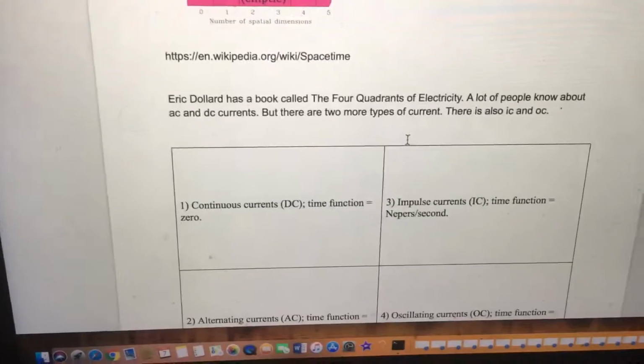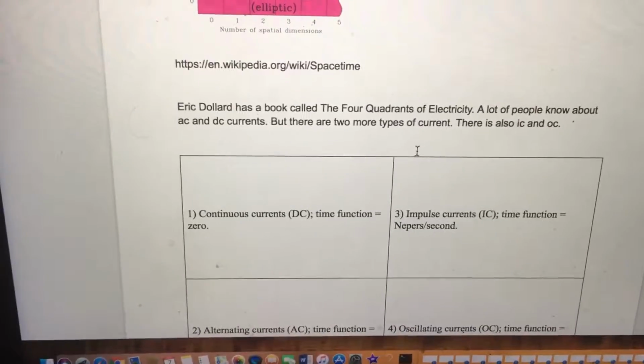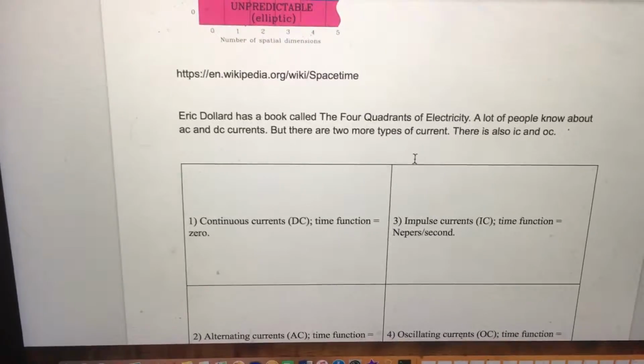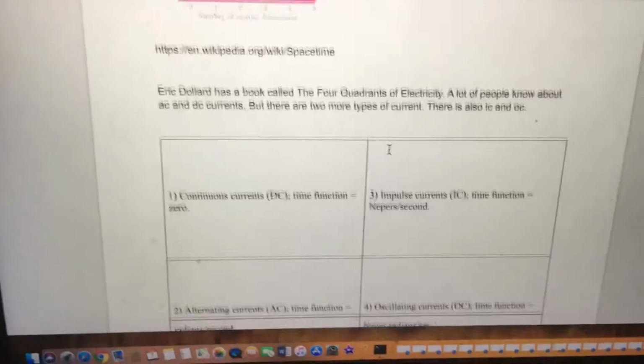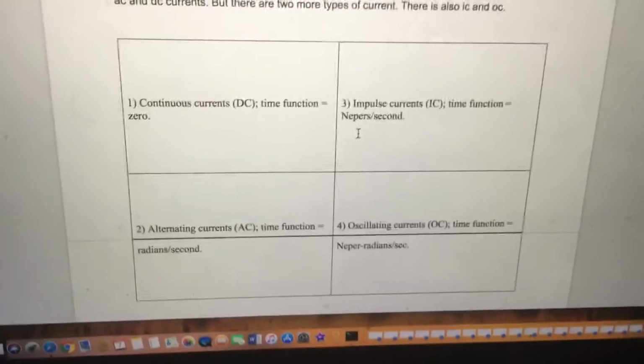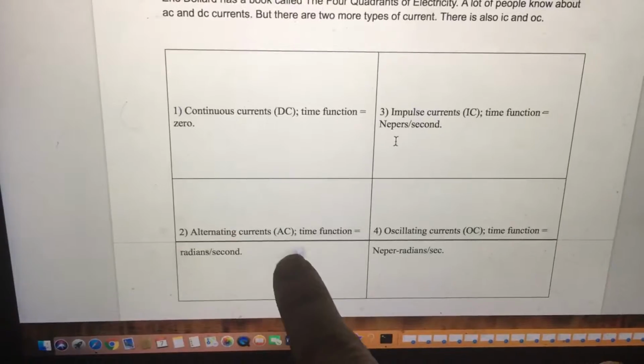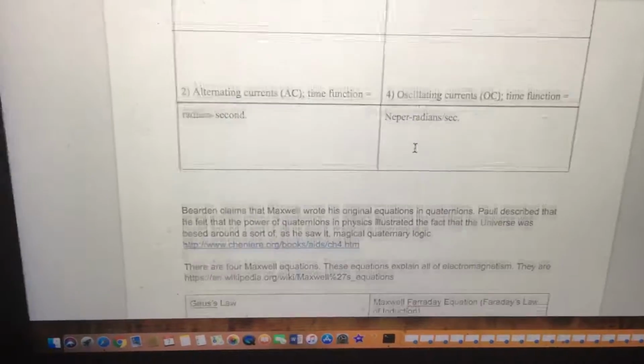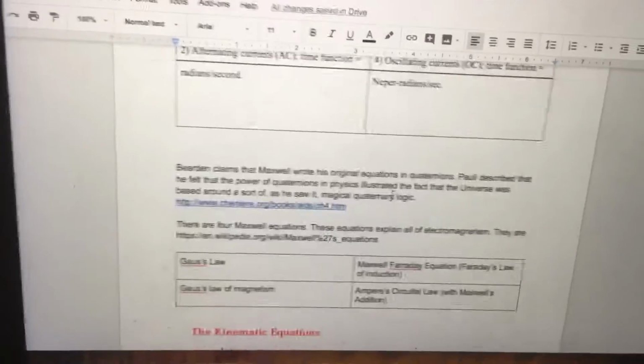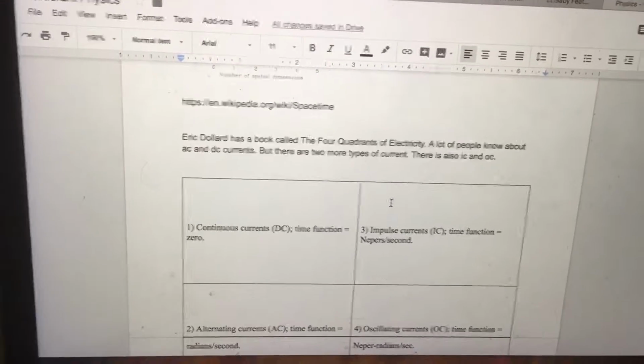Eric Dollard has a book called The 4 Quadrants of Electricity. A lot of people know about AC and DC currents, but there are 2 more types. They are IC and OC: continuous currents, alternating currents, impulse currents, and oscillating currents. Dollard's book is called The 4 Quadrants of Electricity.